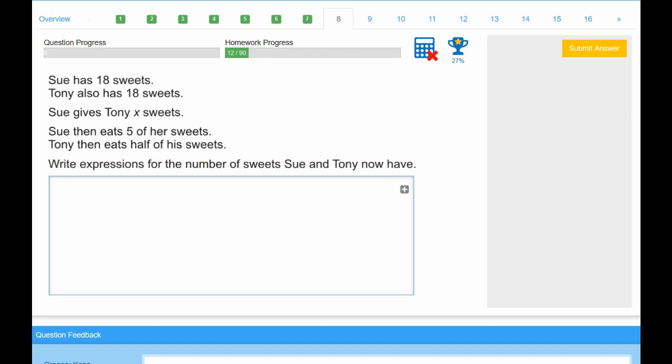So then we have Sue has 18 sweets. Tony has 18 sweets. Sue gives Tony X sweets. Sue eats 5 sweets. Tony eats half of his. We want to know what they have. Well, I'm going to work it out. So I'm going to start off with Sue has 18 and Tony has 18. Let me just write that down just so I can keep track of it.